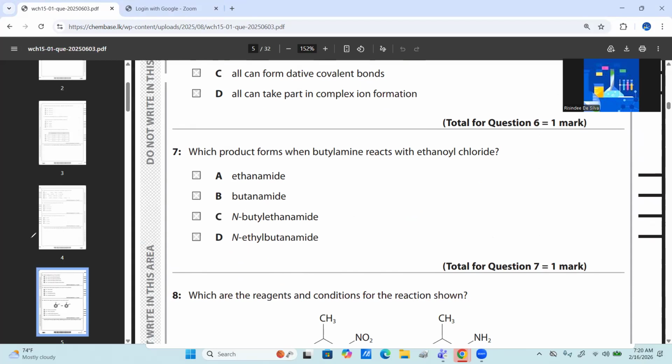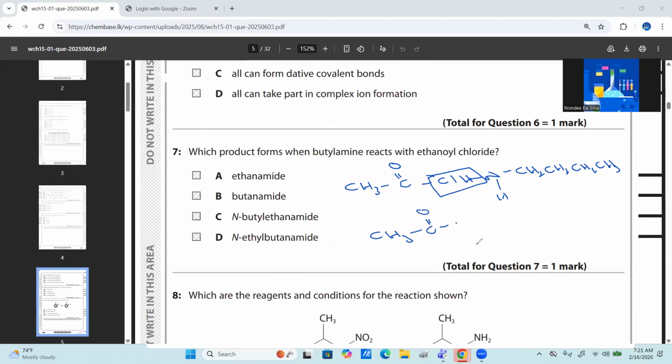Which product forms when butyl amine reacts with ethanoyl chloride? So I'll write the two structures. Ethanoyl chloride means it's an acyl chloride. Butyl amine has 4 carbons like this. When the reaction is taking place, a condensation reaction will take place. So you get an amide, CH2, CH2, CH2, CH3. So we can see that the name of the amide is written as N-butyl ethanamide because the butyl group is connected to N. So N-butyl ethanamide.